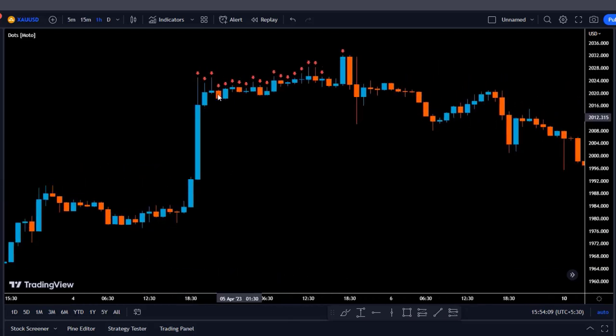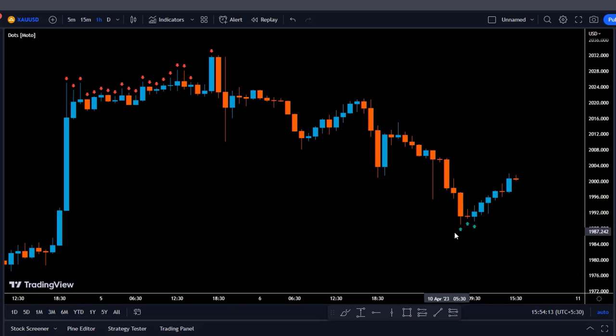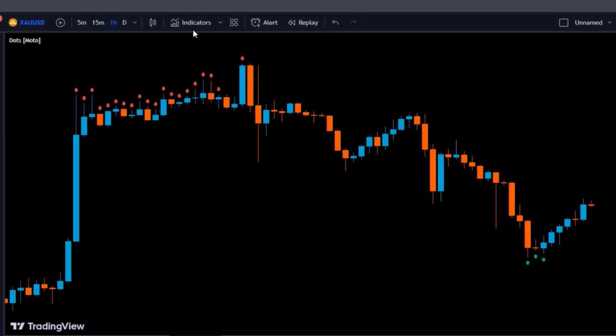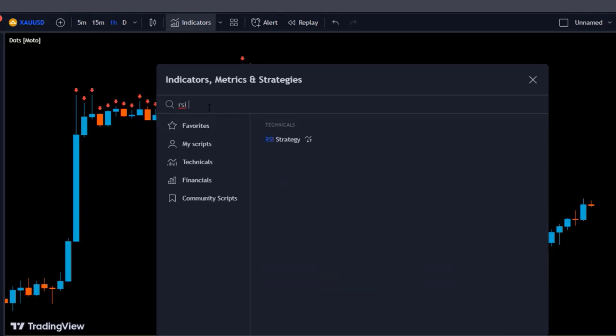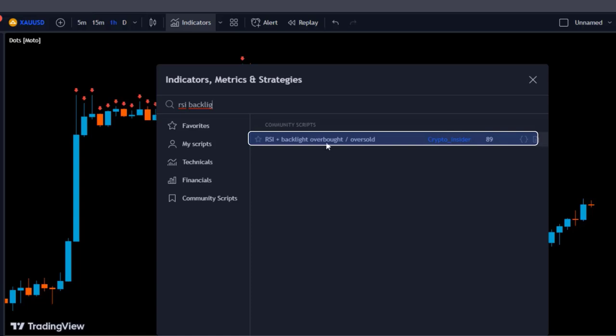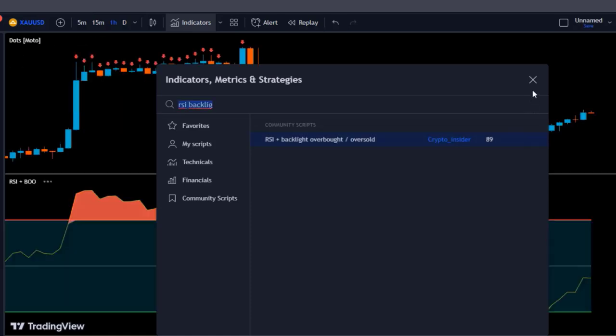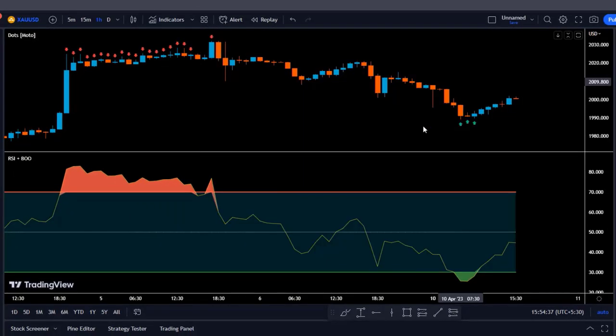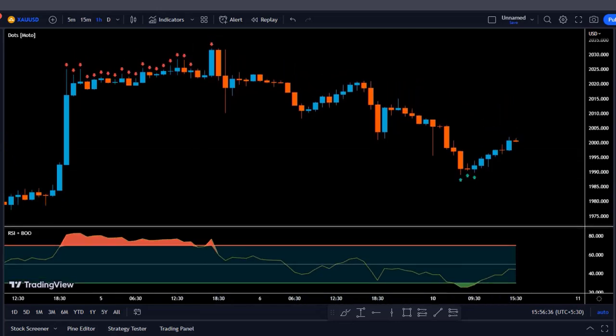But as you can see here, we get a lot of signals and we're not going to jump into a trade as long as we get a signal. We need another indicator, and for that you go to the Indicators tab and type in RSI plus backlight, overbought, oversold by Crypto Insider. Add it to your chart. This is basically a more beautiful RSI. We're going to change some settings here.